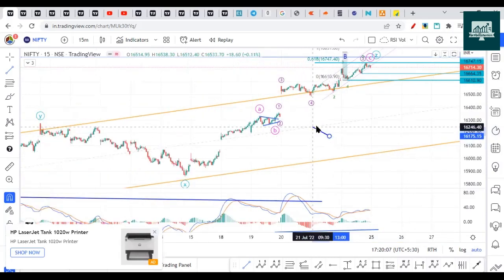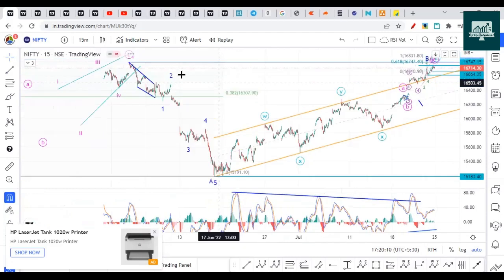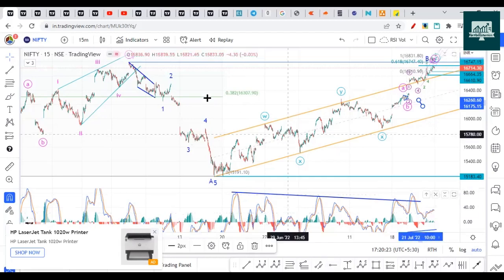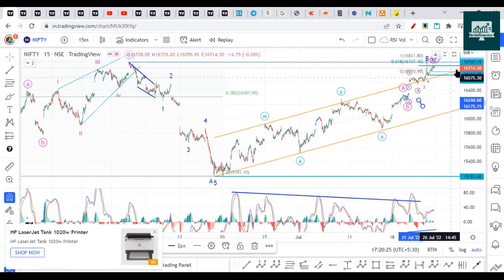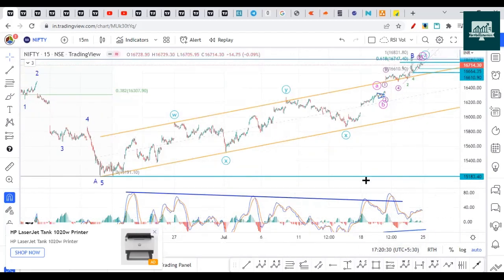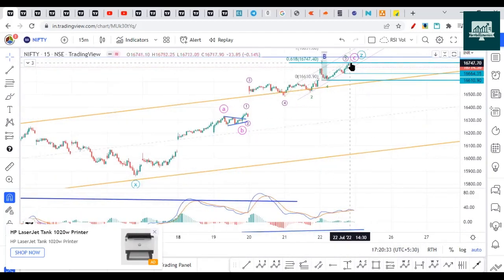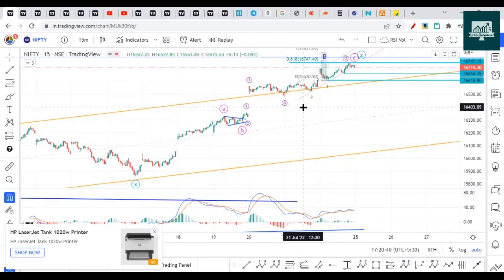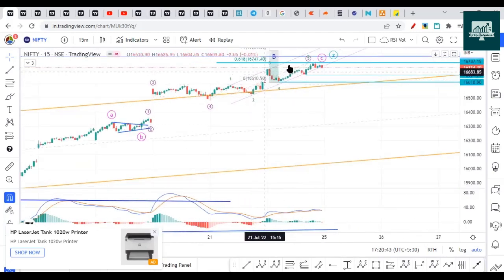So this wave count will be valid only if it does not break 16,794. If it doesn't break that, then only this wave count of WXY, XX, and Z will be valid. Otherwise, once it breaks that, it will be invalid. So let's assume that it is going to drop now, at least some pullback. Then we'll see what levels we can expect on the downside. So here you can see that it is trading in a small channel.